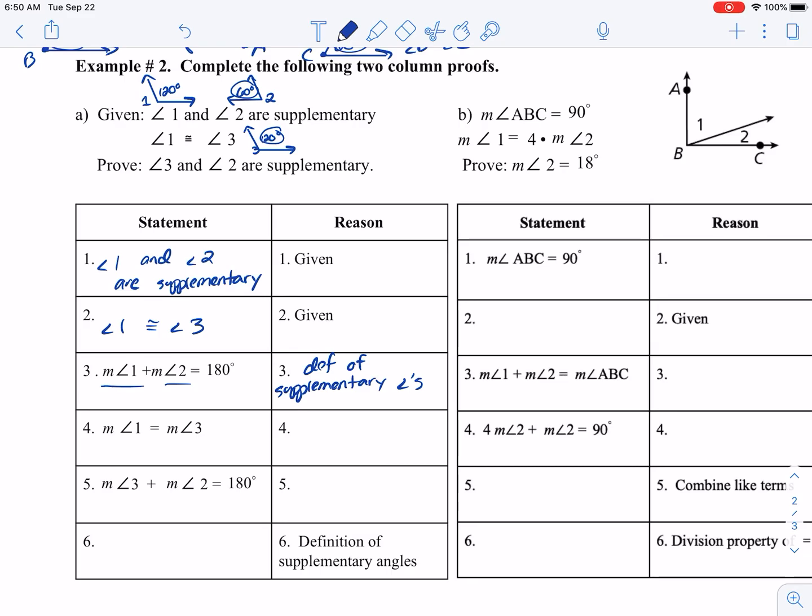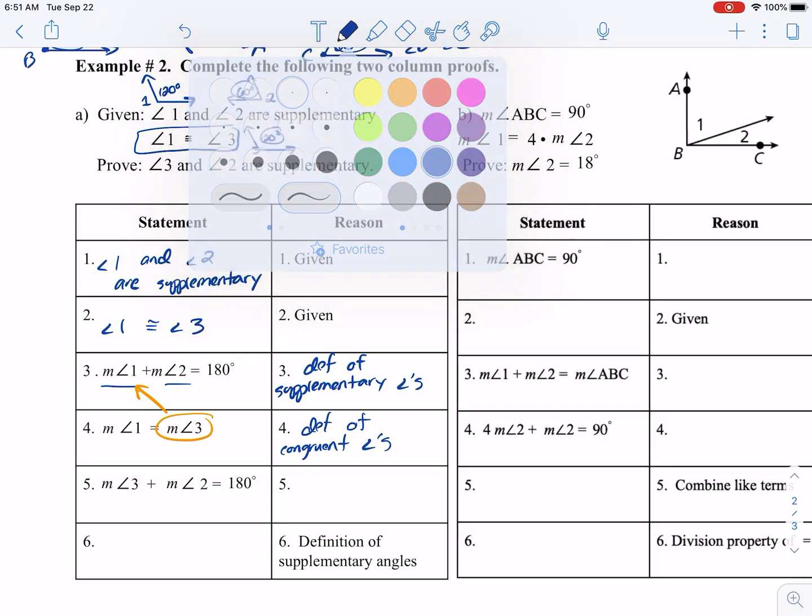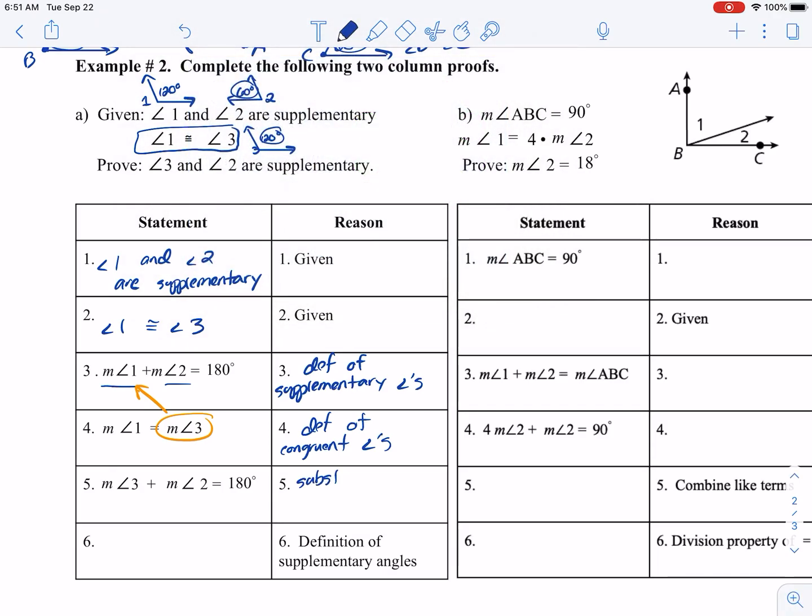Now we know that the measure of angle 1 is going to equal the measure of angle 3 because they are congruent, right? Congruent angles means their measures are the same, so this would be the definition of congruent angles. And now because their two measures are equal, we can take the measure of angle 3 and substitute it in anywhere you see the measure of angle 1 because they're of equal value. That would be the substitution property of equality.